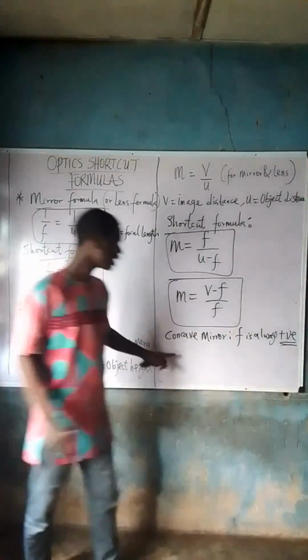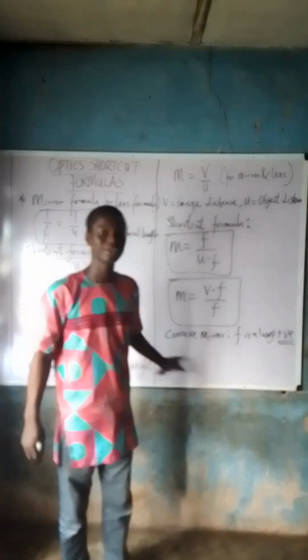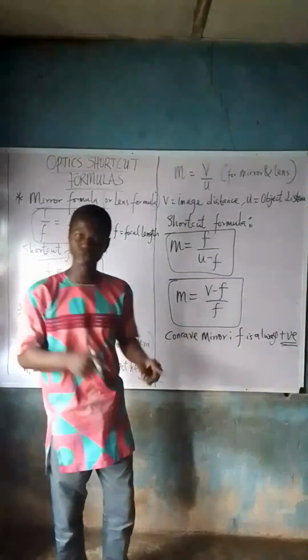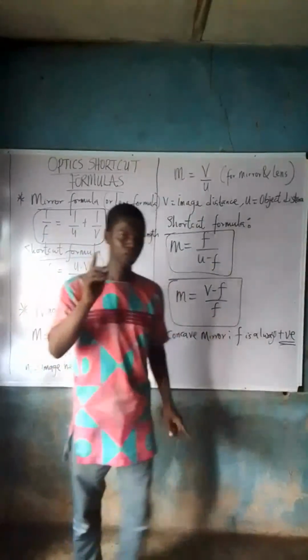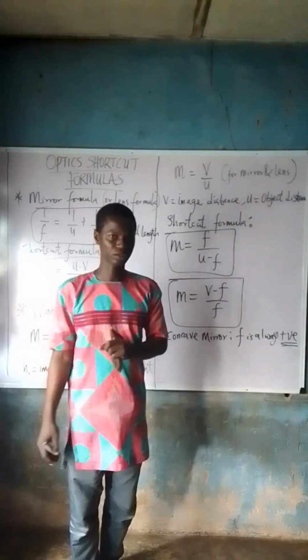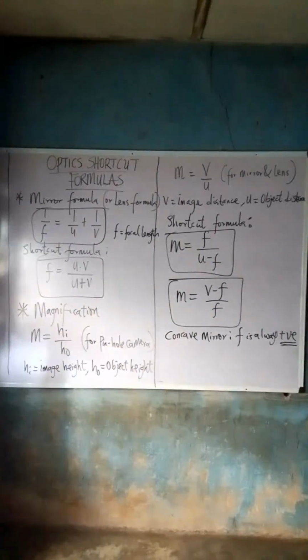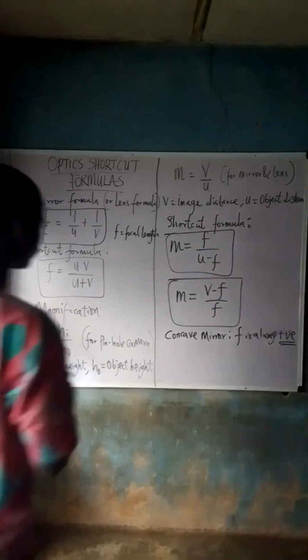So if they say the focal length of a concave mirror is 10, guys, what does that translate to mean? It means that the focal length of that mirror is plus 10. So in this formula, you should use plus 10 and not just 10. I hope that is clear to us. Alright? We are doing great. Let's move on.